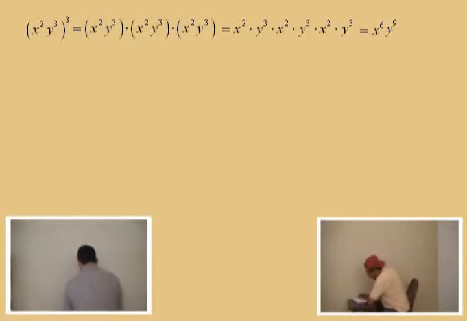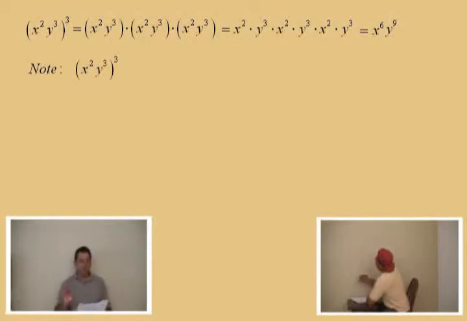Okay, let's make a note here. Notice here that when we took x squared y cubed as the base and raised to the 3rd power, we end up with x to the 6th times y to the 9th. And of course, we can use the rule here and say 2 times 3 is what, Charlie? 6. That's right. And what's 3 times 3? 9. Okay, so let's run through this.